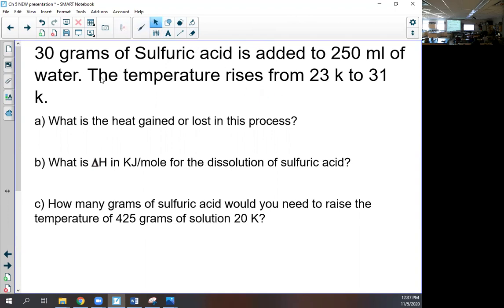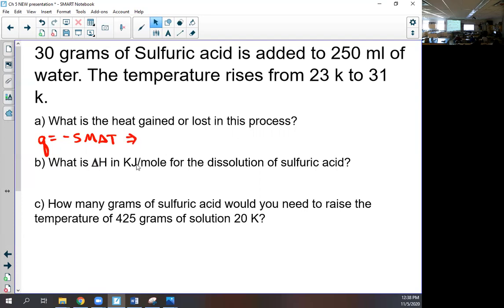So we just wrote an equation. What is the heat gain? Well, Q, I just learned, is equal to negative SM delta T, correct? All right, negative SM delta T. So I'm just going to plug these things in.